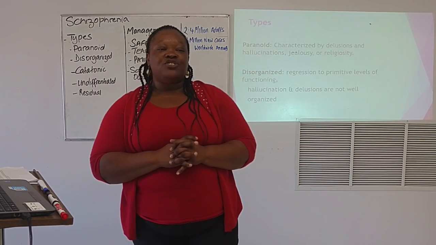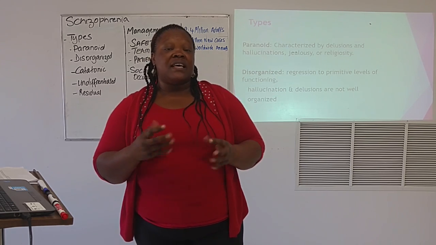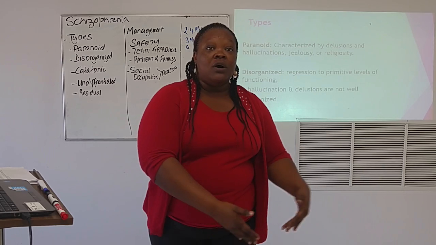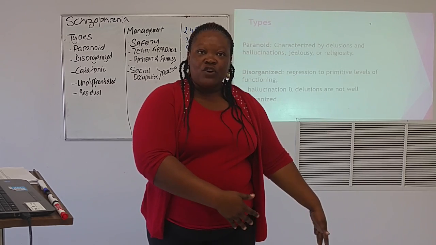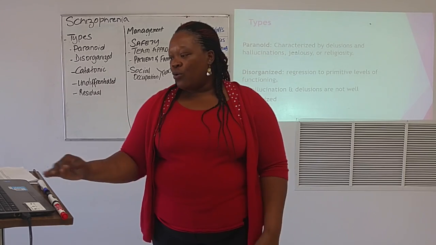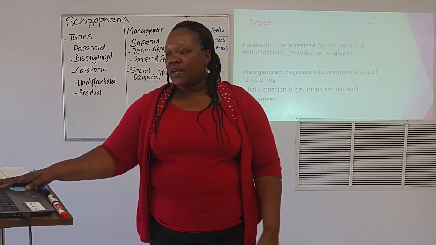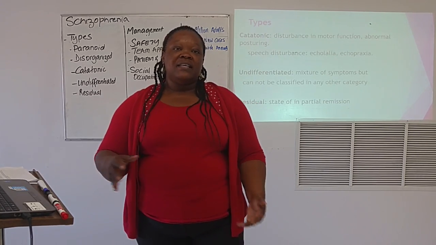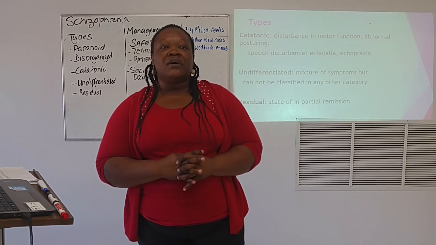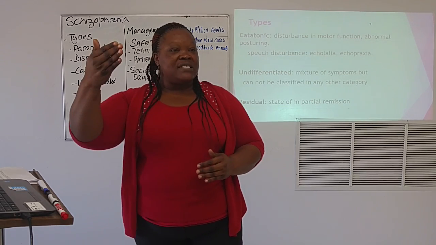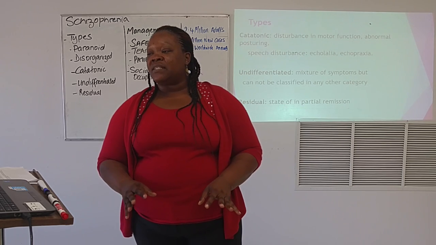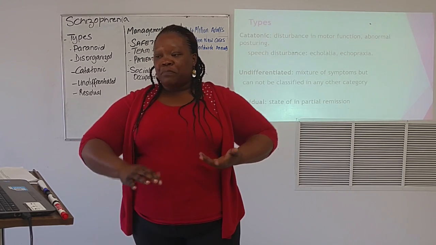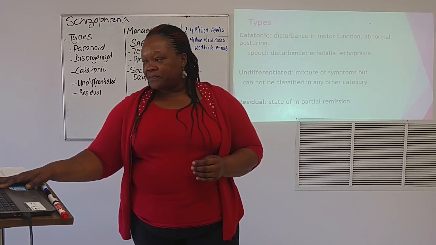So I'm having an issue and I'm not able to deal with my friends and my peers on my level. It's easier for me to regress to a younger stage of functioning so that I'm able to cope, and that defines disorganization of schizophrenia. The catatonic type is characterized by movement disorder. It might be increase in movement or decrease in movement. Also, abnormal posturing or speech pattern disturbances.